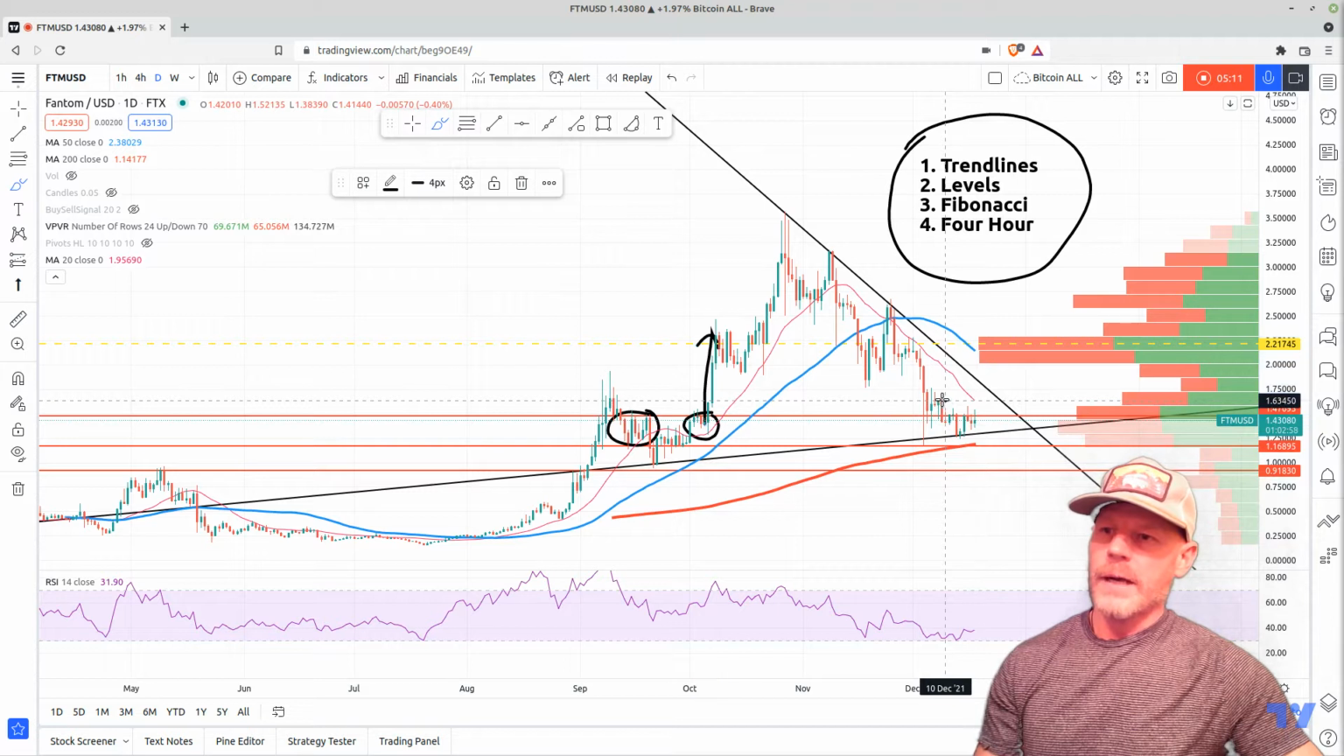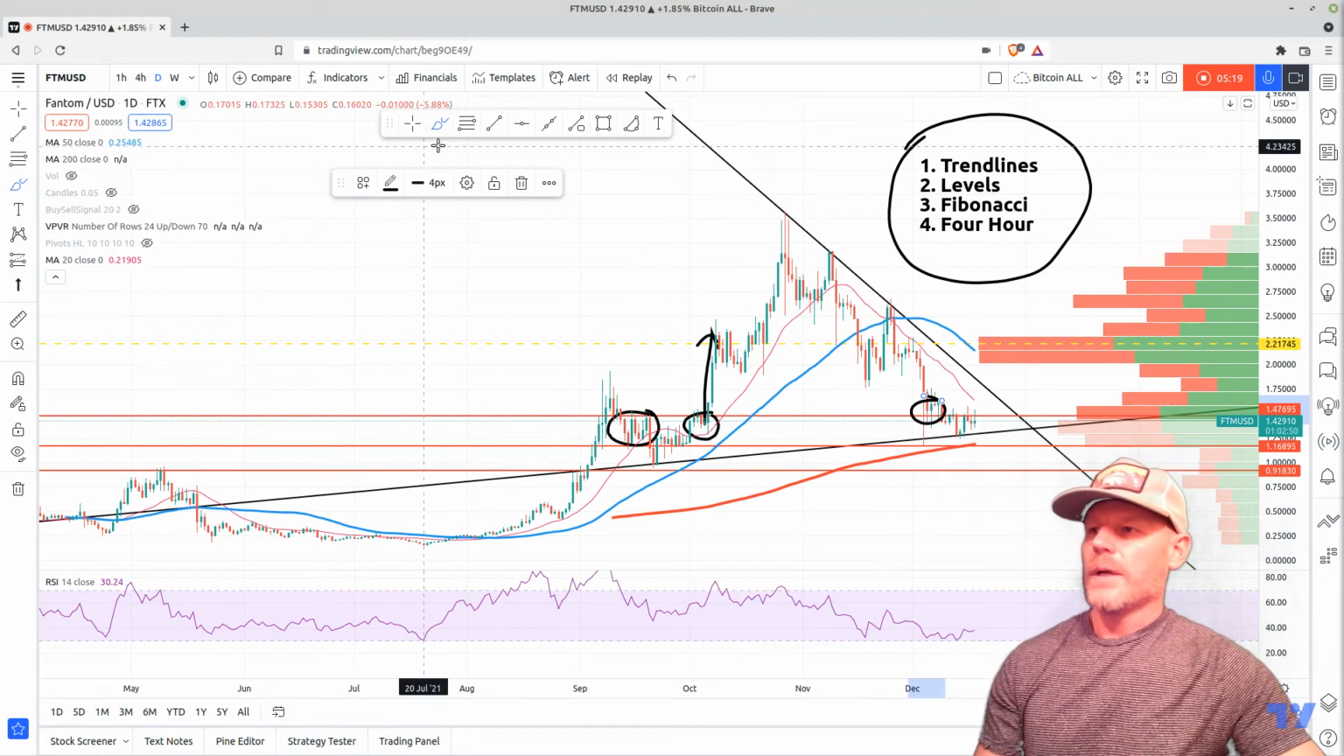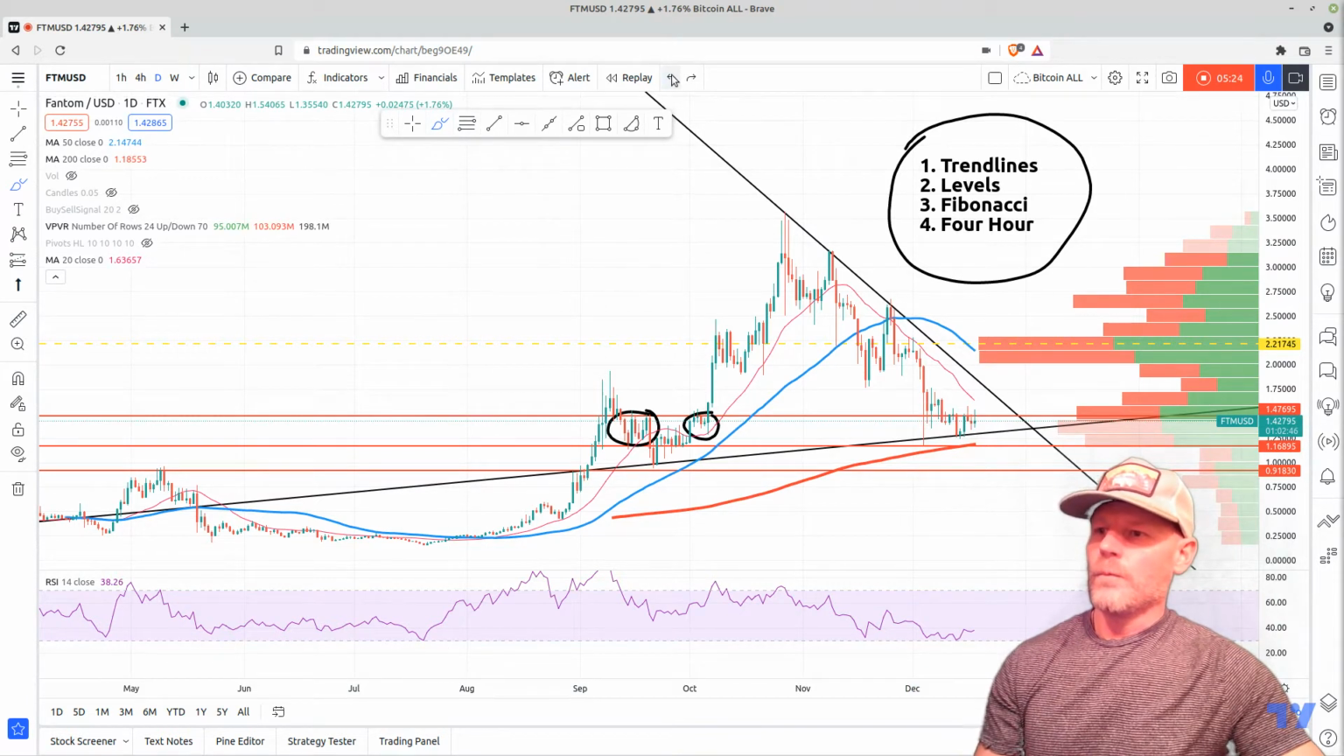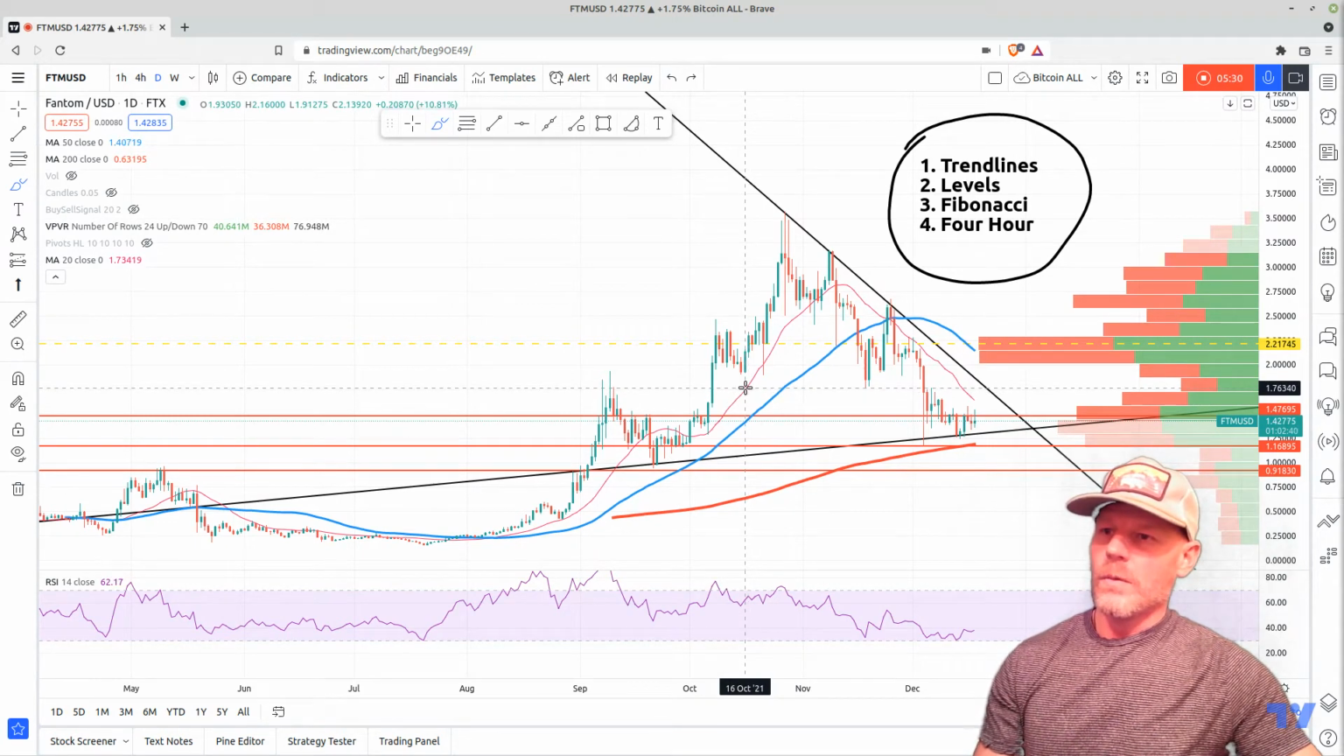We came back down and sat on top of it for a few days. Now we're down below it, and it's acting as resistance. All right, so that is definitely a level. We want to draw that in. All right, so let's get going above us. And I won't explain every single one of these. You guys get the hang of what I'm doing, I'm sure.